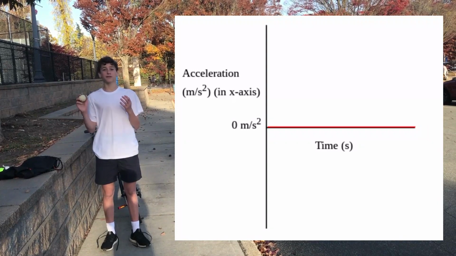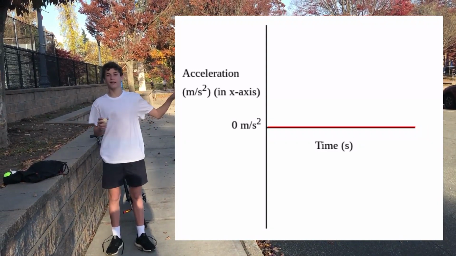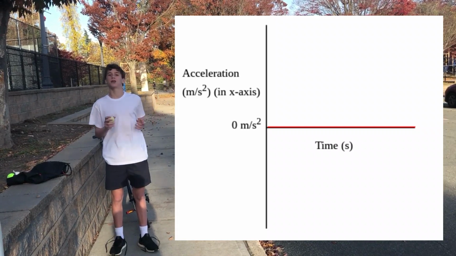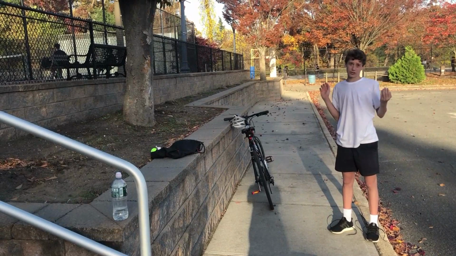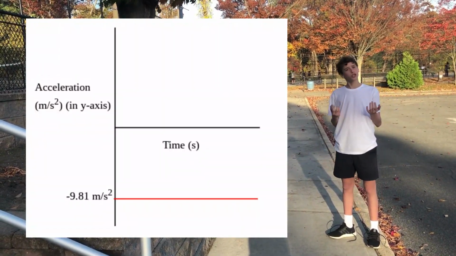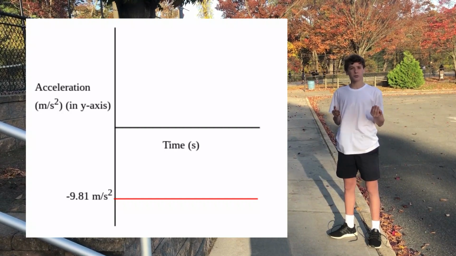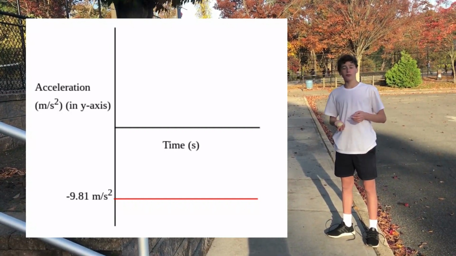Now we're going to be looking at the graph of motion of acceleration versus time in the x-axis. Because it's a constant velocity, the acceleration is going to be 0. So it's going to be a straight line at y equals 0 the entire time. Now we'll look at the graph of acceleration versus time in the y-axis. As we said before, the acceleration is the acceleration due to gravity, or g, which is negative 9.81 meters per second squared. So it's going to be a straight line at negative 9.81 meters per second squared.